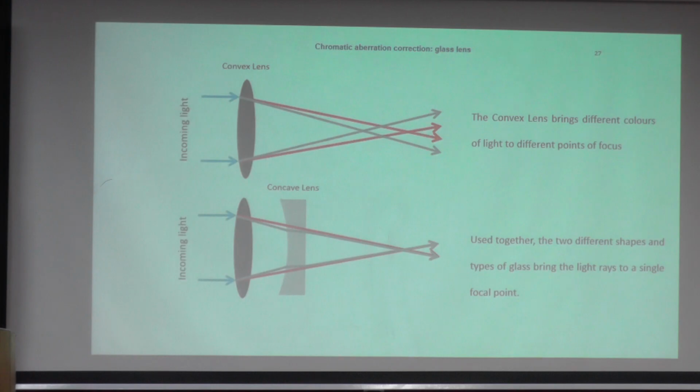So now, how to compensate it in the case of a glass lens. Again we have here our lens and incoming light, which cannot focus all the beam. And if you put another lens in between, like a concave lens, which can compensate these different paths, then we can bring all lines to one point.